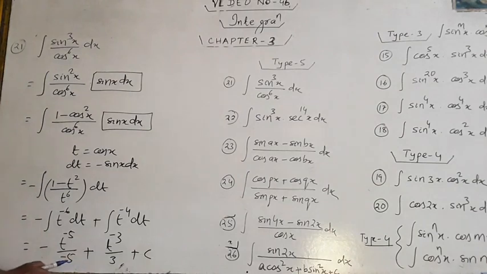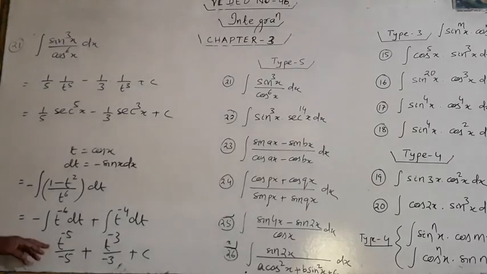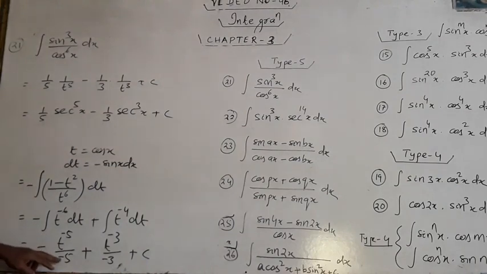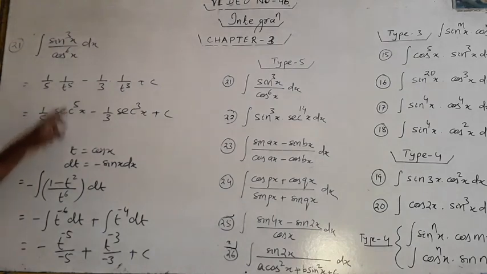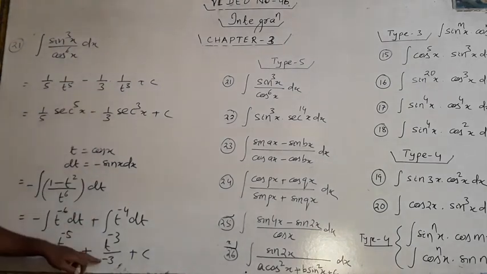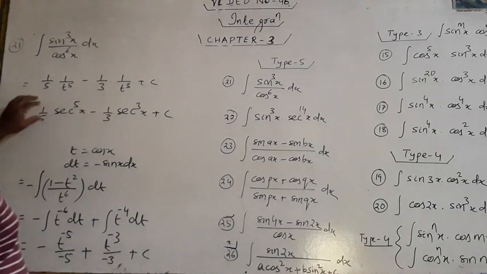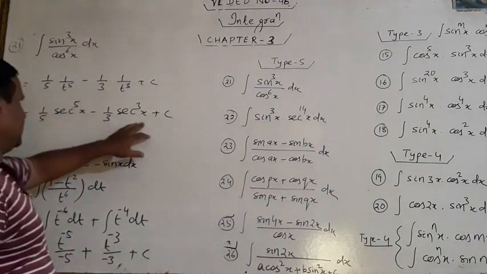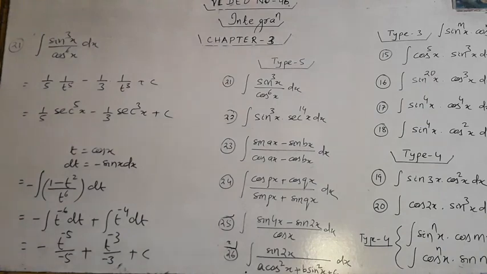It becomes what? Now take the screenshot of this. Now I am doing this. Now it becomes 1 by 5, minus minus plus, 1 by 5 going outside. T to the power minus 5 is 1 by t to the power 5, minus 1 by 3 into 1 by t cube. After putting the value of t equal to cos x, 1 by t is what? Sec x. It is sec to the power 5 x minus 1 by 3 sec cube x plus c. Okay.